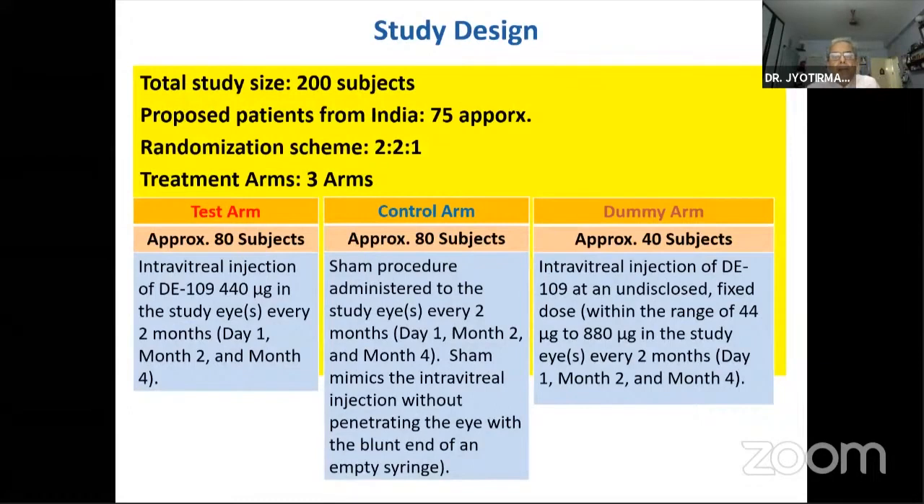There are 3 arms. One is the test arm, where you give the intravitreal injection of sirolimus 440 microgram. The control arm is the sham procedure, and the other arm is given an undisclosed dose between 440 and 880 microgram. It is given every 2 months, at 1 month, 2 months, and 4 months.